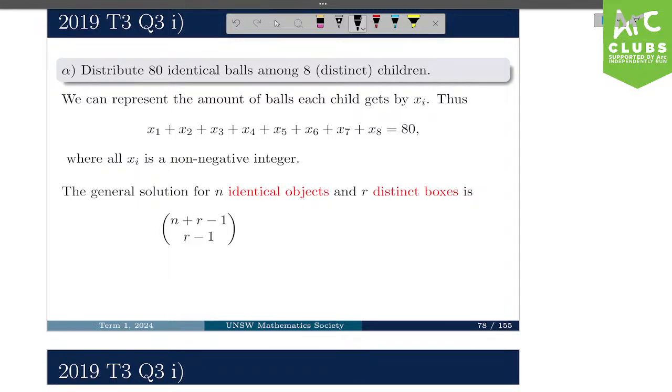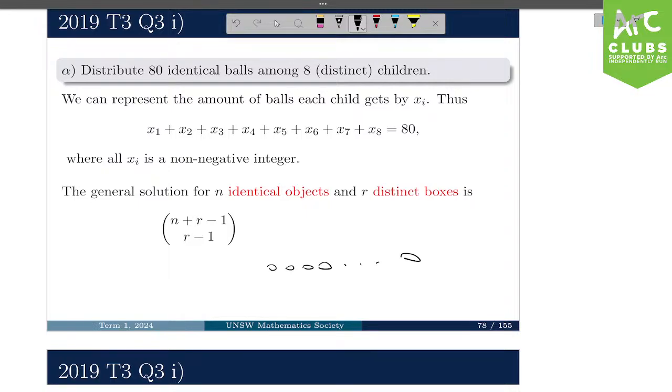You could consider like you have your 80 balls in a line. So these are your balls, and we consider 7 barriers between them. So you have 80 balls and 7 barriers. And what the barriers do, they separate which child owns which.